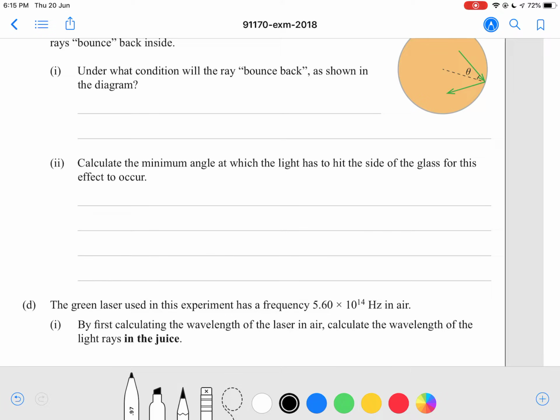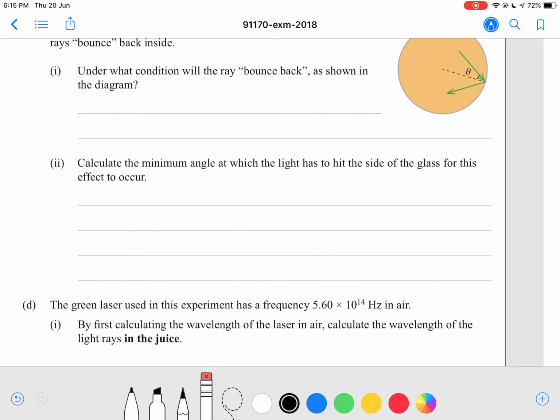So if we have our critical angle, that means the ray will bounce off at 90 degrees to the normal. However, with total internal reflection, our angle of incidence must be larger than the critical angle. This can only occur if we're moving from a more dense medium to a less dense medium, so that's only when the ray is bending away from the normal.